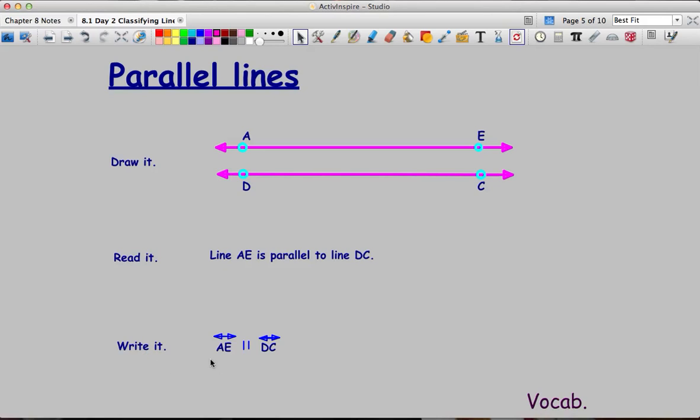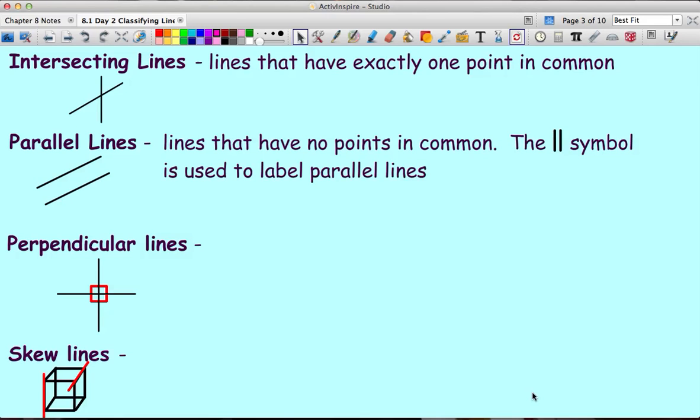To write it, again, we use our line symbols. Line AE is parallel to line DC. See how we make it nice, short and sweet? Just make sure to use the correct symbol in the middle. Alright, back to your vocabulary. 2 down, 2 to go.